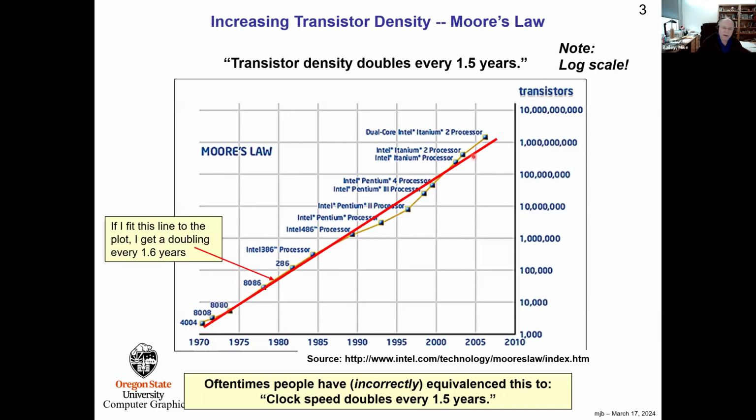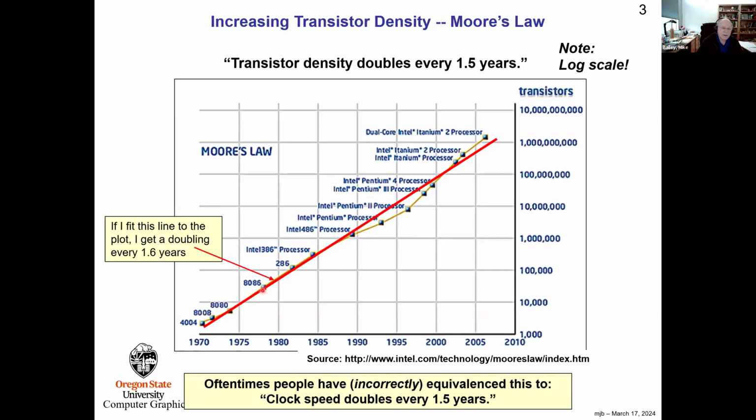The red line is mine, I found this. By the way, this is from Intel. Intel does great diagrams. NVIDIA does great diagrams. So when you see those diagrams, it's not that I'm promoting certain companies over others. It's just I'm swiping good diagrams wherever I can find them. But anyway, so I fit a red line through here. And if you look at the slope, and by the way, this is a log plot, I get every 1.6 years, which is pretty close.